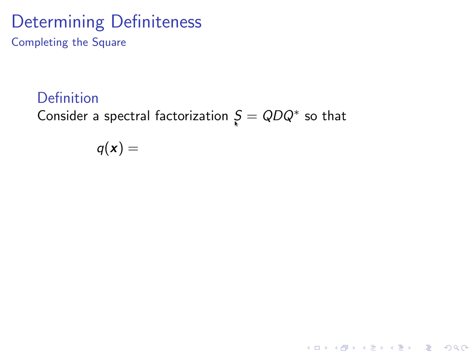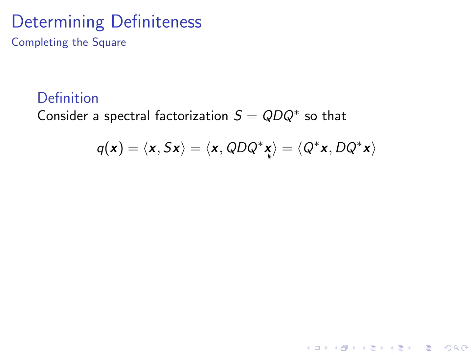Well, let's say that we have such a spectral factorization, and let's look at the quadratic form represented by this matrix S. The formula for the quadratic form is the variable vector inner product with S times the variable vector. But if S is equal to Q times D times Q conjugate transpose, then we can substitute that in. We're now looking at the inner product of the variable vector X with Q times D times Q conjugate transpose multiplied by the vector X.